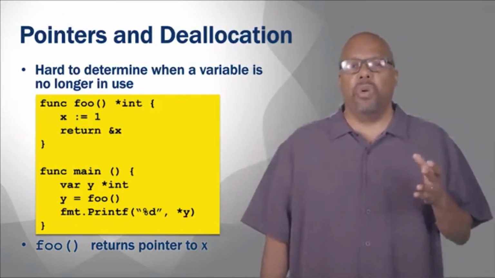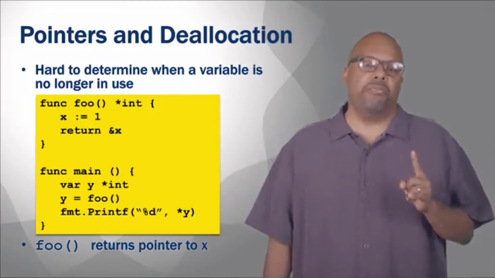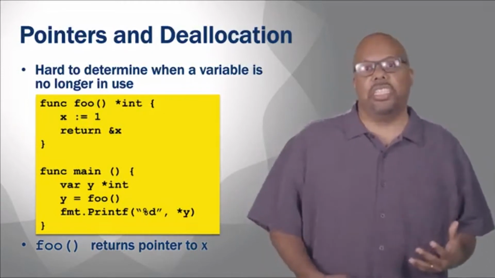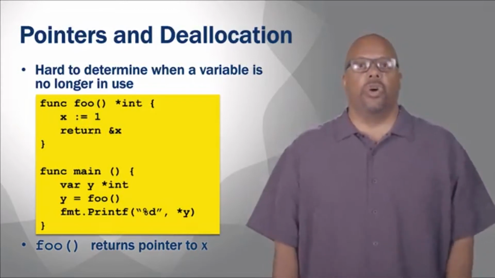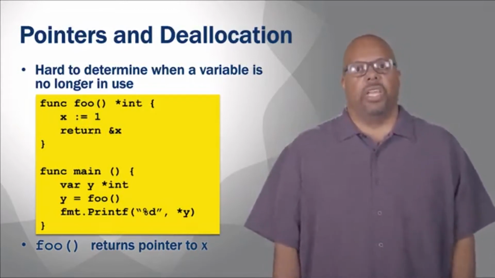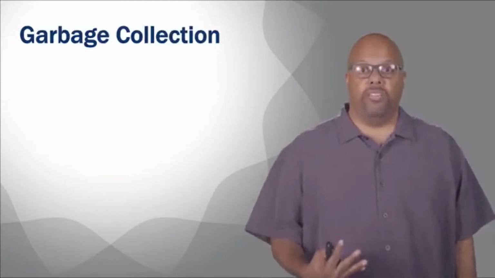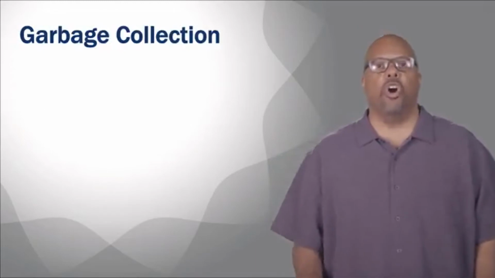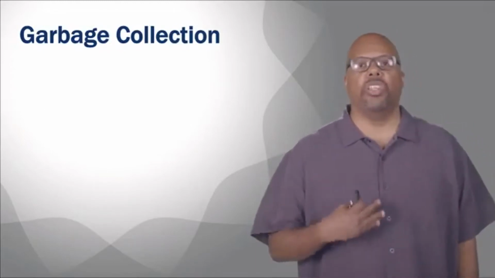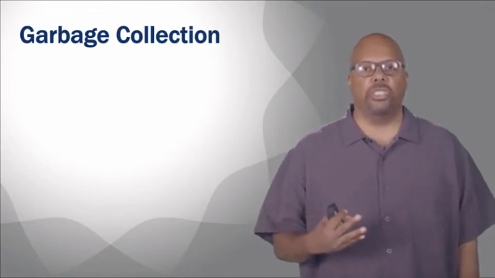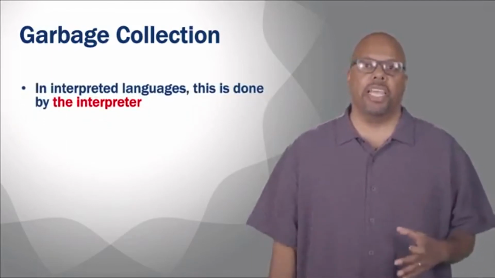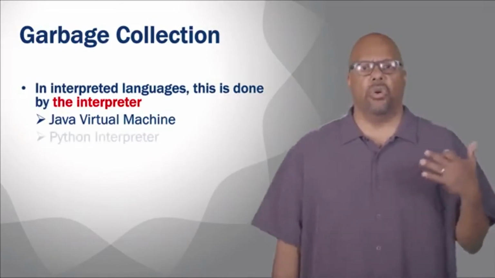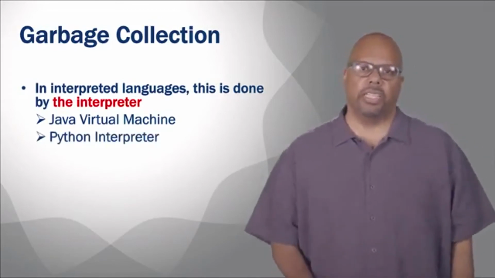So this is just one example of how pointers especially make it difficult to tell when deallocation is legal and when it's not. So deallocation is a complicated thing. One way of dealing with that is to have garbage collection. Garbage collection is basically an automatic tool that deals with deallocation. This is part of interpreted languages, and it's done by the interpreter. So if it's, say, Java, the Java virtual machine, or in Python, it's the Python interpreter, something like that.